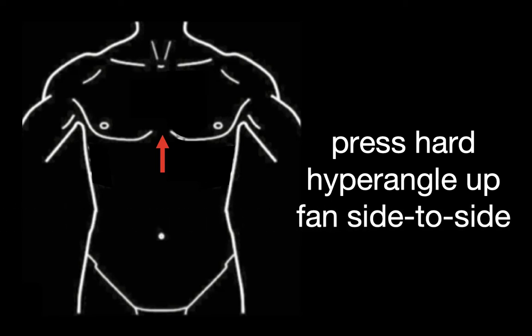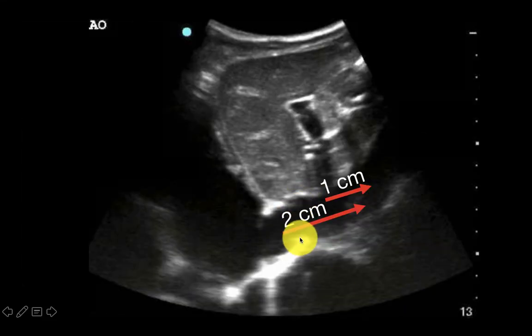And then last, you want to fan from side to side, identifying both the IVC and the aorta because you don't want to confuse the two for each other. The spot where you want your eye to be is about 2 centimeters from where the IVC enters into the right atrium, so right around here, or about 1 centimeter from where the hepatic veins dump into the IVC, so somewhere around here.